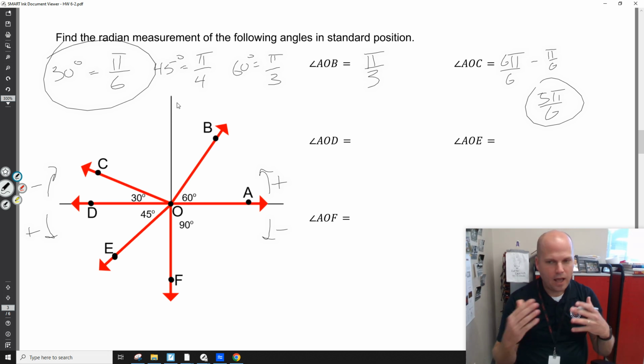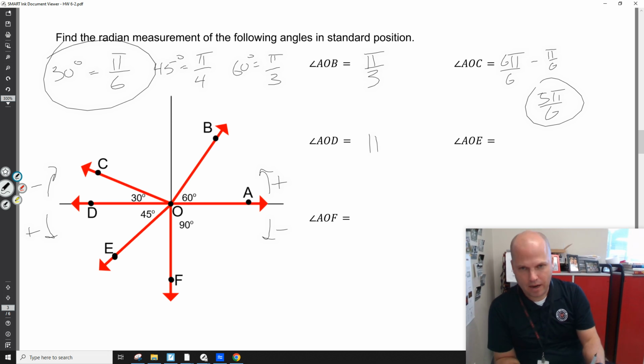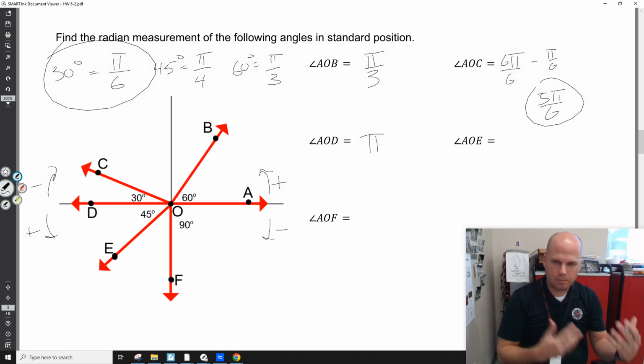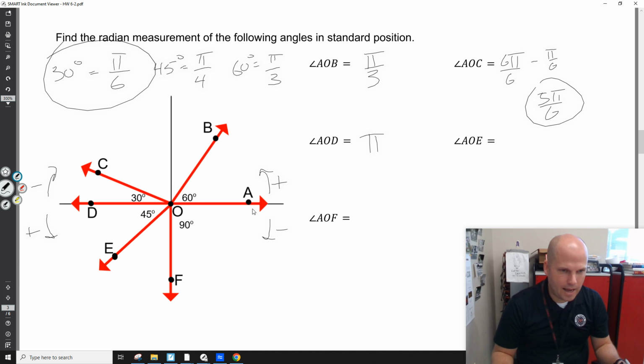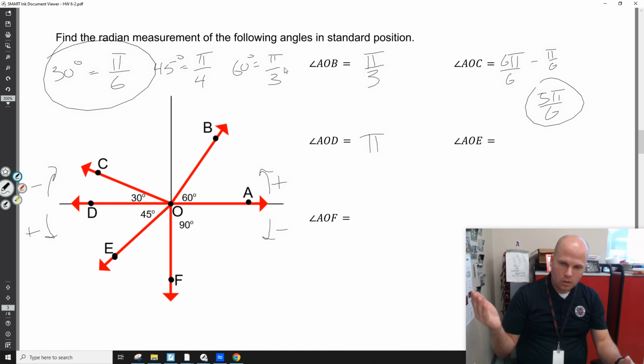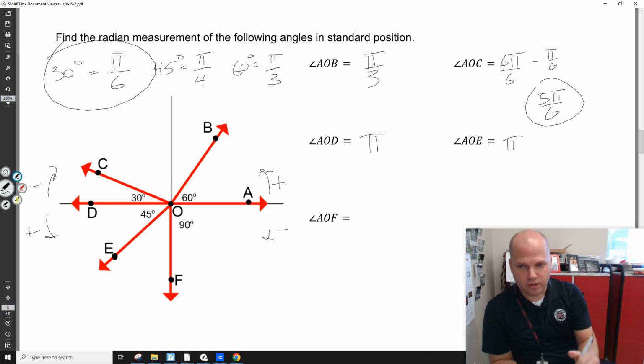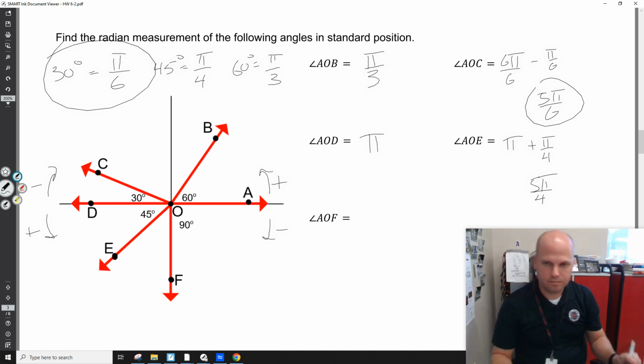AOD, halfway around the circle, pi radians. 2 pi, 360 degrees, divided by 2, pi, 180. AOE, 45-degree reference angle with the x-axis, 45 degrees more than pi, or than 180 degrees. So I'll take pi and I'll add pi over 4. I'll take 4 pi over 4, add pi over 4, I get to the radian measurement of 5 pi over 4.